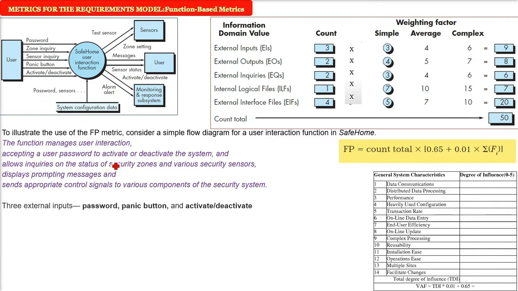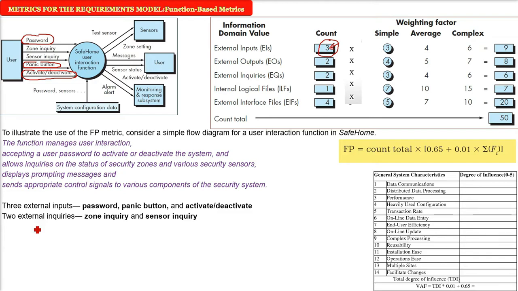But our idea is to compute the function point. So what are the 3 external inputs? We need to find out EIs. What are EIs, external inputs? So what are the inputs? Password is an input. The panic button is an input, external input, and the activate and deactivate is the external input. So how many are there? 3. So in front of external inputs, we are going to put under count 3. Okay. How has this 3 come?